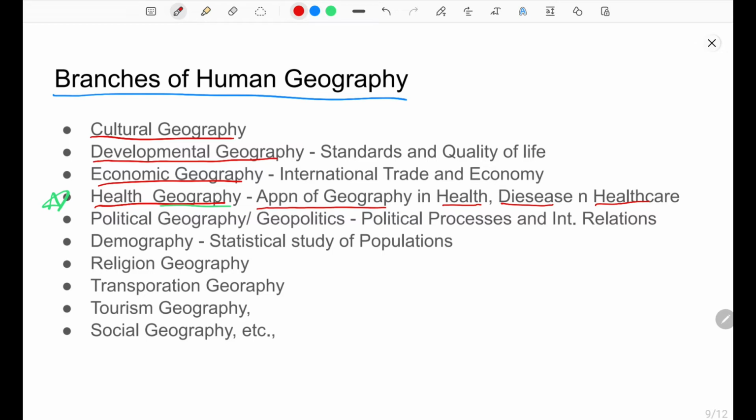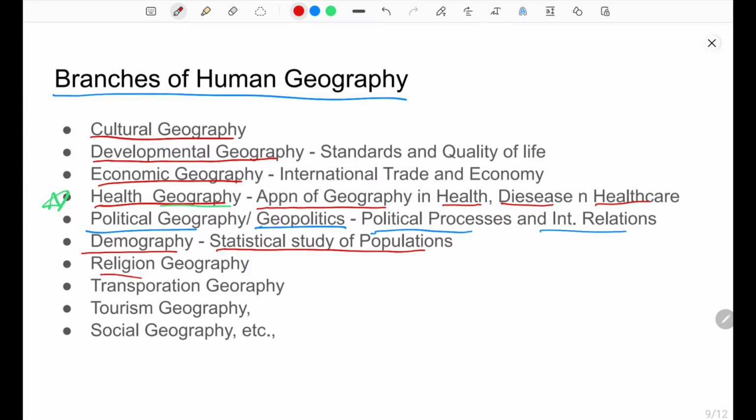Application of geography in health, disease, and healthcare. Coming to political geography, which is also referred to as geopolitics, it speaks about political process and international relationship. Here, we mostly speak about political boundaries. Coming to demography, demography is a statistical study of populations.